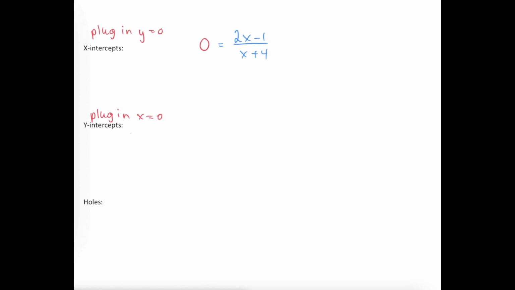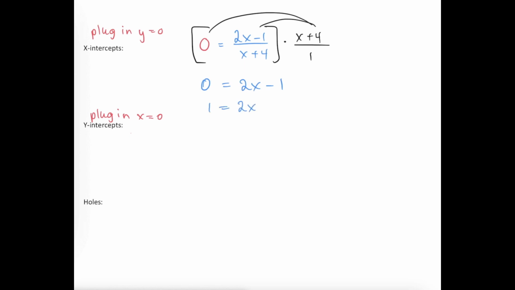So now that we've plugged in y is equal to 0, we're going to solve for x. But remember, this is now a rational equation in one variable, and we solve that by multiplying both sides by the LCD. So we're going to multiply both sides by x plus 4. On the left-hand side, we still have 0, and on the right-hand side, we're going to get the denominator to cancel, so that's going to be 2x minus 1. Now, we'll add 1 to both sides, and then divide both sides by 2 to get that x is equal to 1/2. That is our x-intercept. We'll clarify that by writing it as an ordered pair, that the x-intercept is going to be at 1/2, 0.